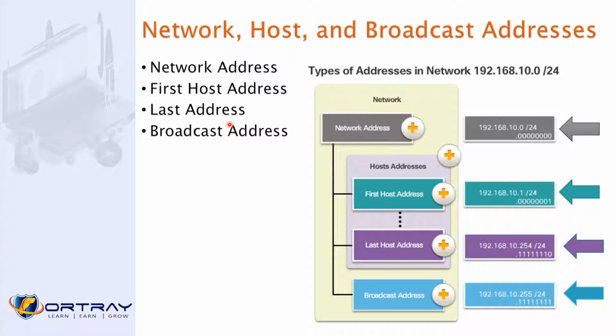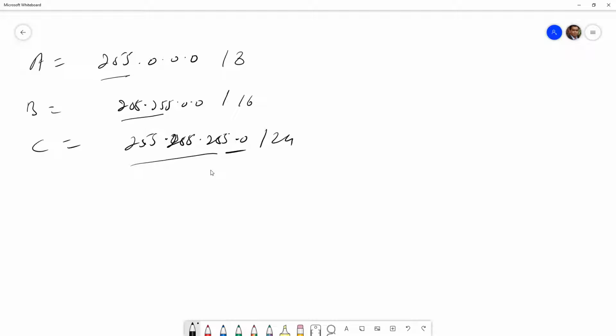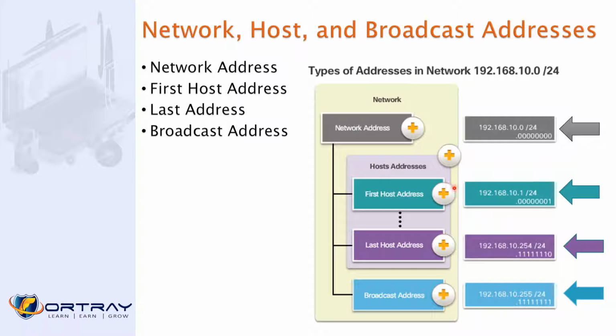So whenever we write network, host and broadcast addresses, we always have four things: network address, first IP address, last IP address, and the network broadcast IP. Basically, we can see 192.168.10.0/24. This is the network, and the network portion means the host will be all 0. How can we recognize a network portion? Host must be 0.